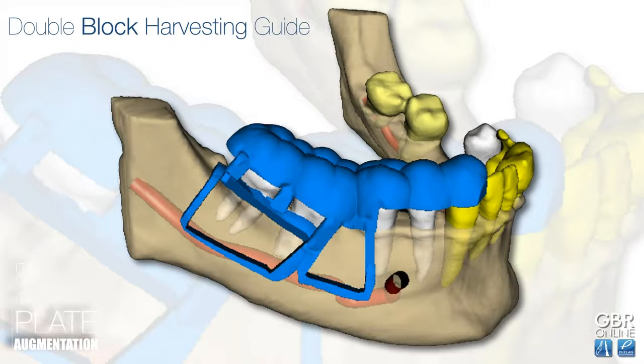So here we have one where we're taking a little bit further back where the ascending ramus is starting, and then the external oblique ridge, and then an edentulous space there. The plan here was to use 4 blocks. So I was going to take 2 bigger blocks and then use a diamond saw and cut them in half to get 4 pieces so that we can reconstruct that anterior defect.